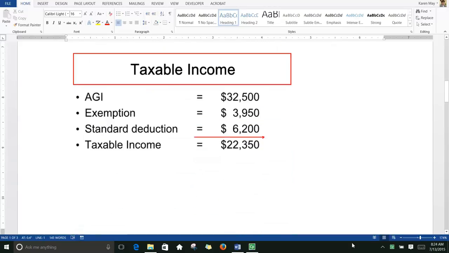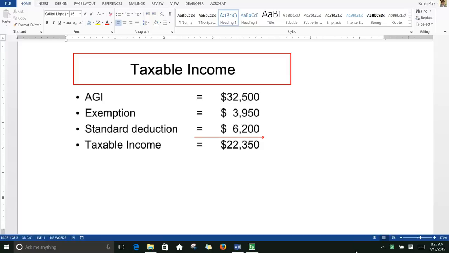We also all have exemptions. If we're single, we at least have ourselves as an exemption. We also have standard deductions, or we can itemize. In most cases, unless we own a home, we'll probably use a standard deduction, and that's determined by the IRS. The exemption is also determined by the IRS, and occasionally it does change.